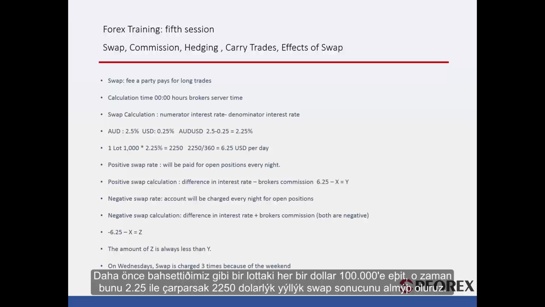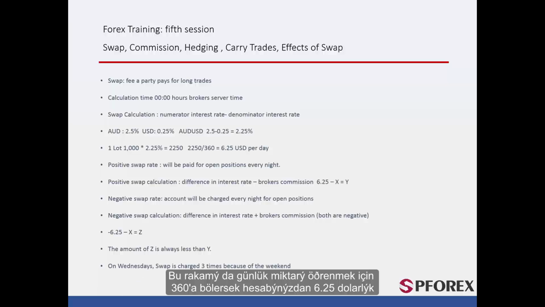As we mentioned before, for every dollar, one lot is equal to 1,000, and if we multiply that by 2.25, we will have an annual swap of $2,250. And if we divide that number by 360 to indicate daily amounts, it is approximately $6.25 of swap interest value that will be withdrawn from or deposited to your account.